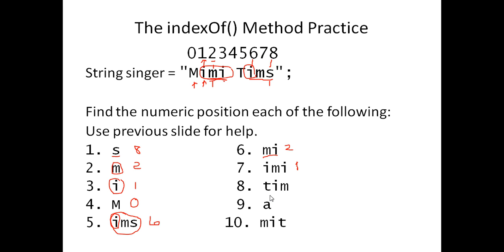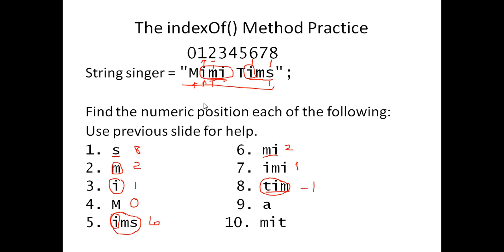And then we're looking for Tim. T, lowercase t, lowercase i, lowercase m. Well, there is no lowercase t in here. So this substring is not a substring of this big string. It's not a part of it because there's no capital T. So it returns a -1 because it's not in there.